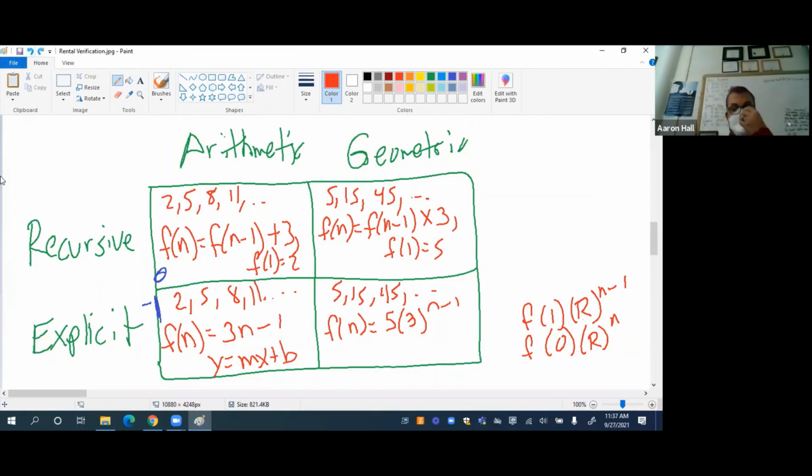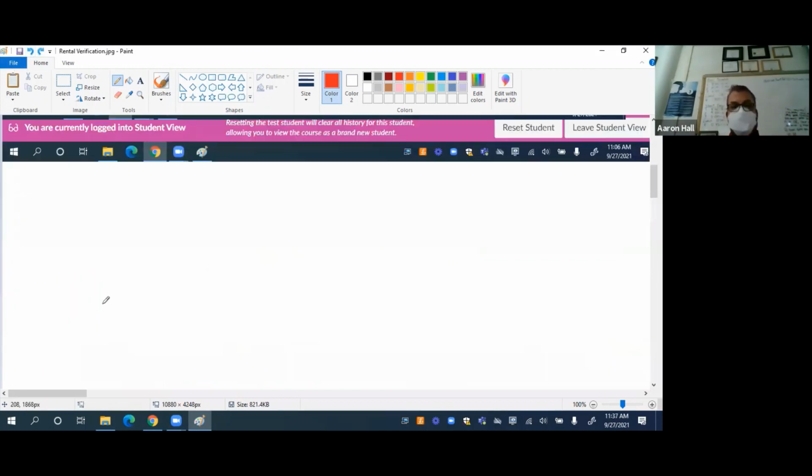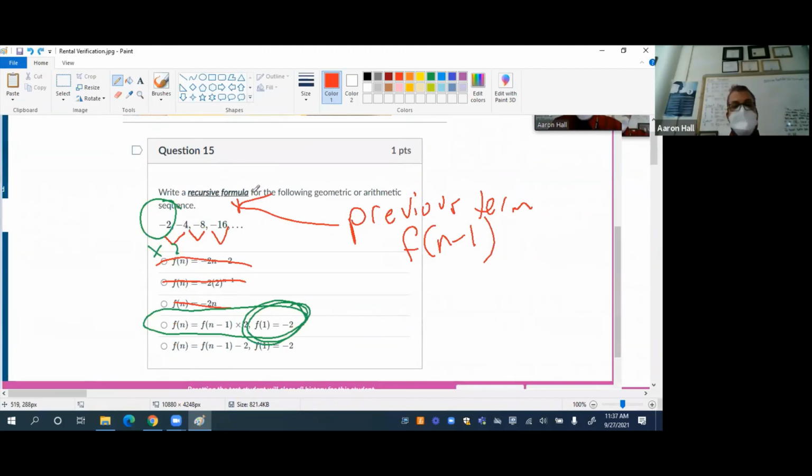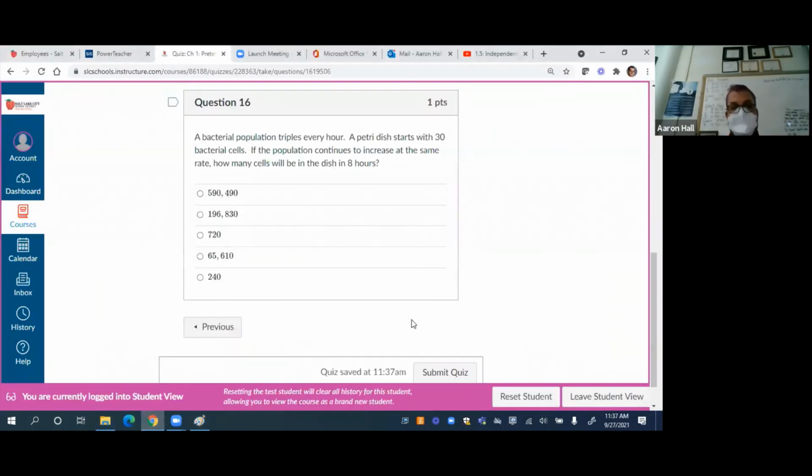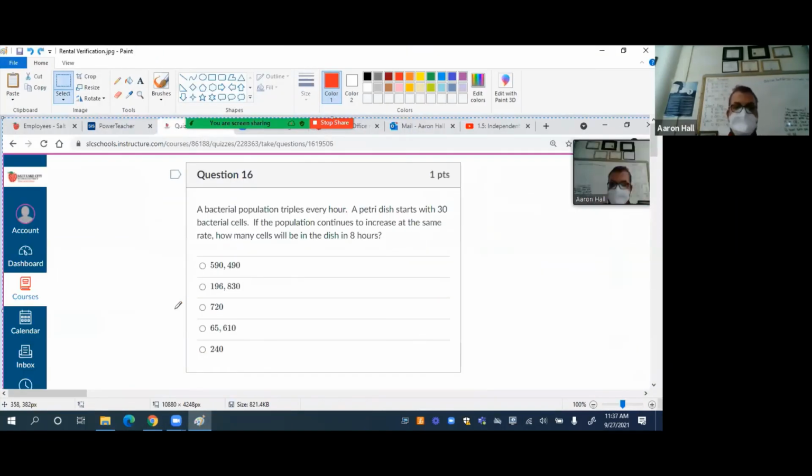All right, let's go back to our test. All right, recursive. Are we good with the recursive here? Okay, I'm going to go to number 16, the last question. A bacterial population triples every hour. A petri dish starts with 30 bacterial cells. If the population continues to increase at the same rate, how many cells will be in the dish in 8 hours? Let's write an equation.